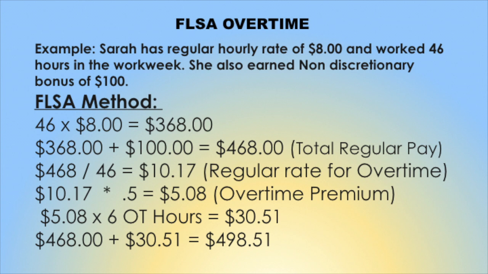Now, in order to calculate the regular rate for overtime, we will divide 468 by 46 hours worked, and we get the new rate, which is $10.17. We will use this rate to calculate the overtime premium. So the overtime premium is half of 10.17, which gives us 5.08. We will multiply 5.08 by 6 overtime hours and we get $30.51. So now we will calculate the total earnings.